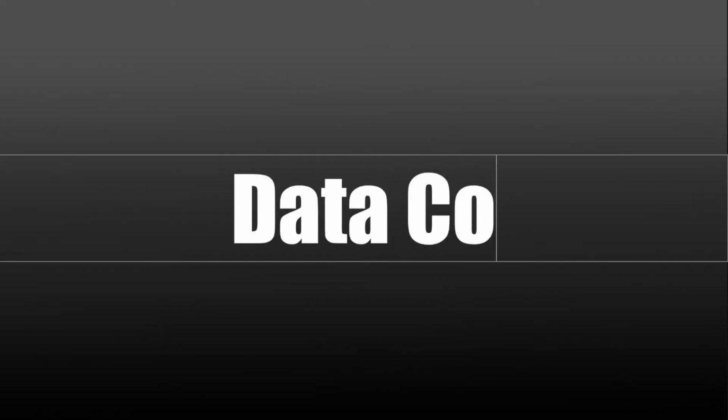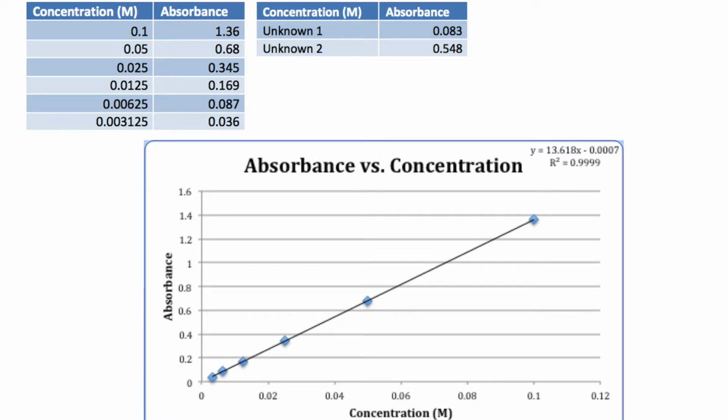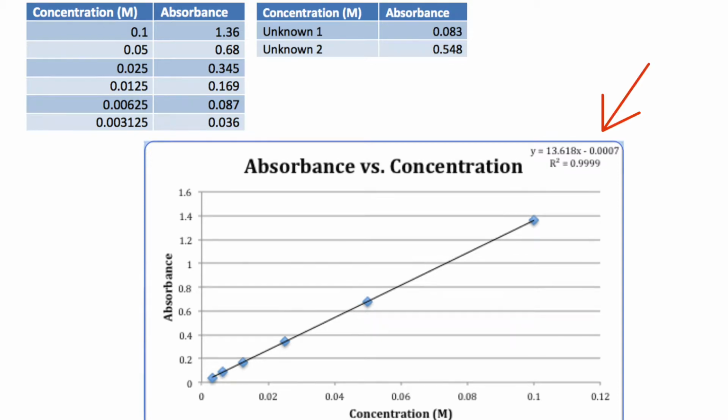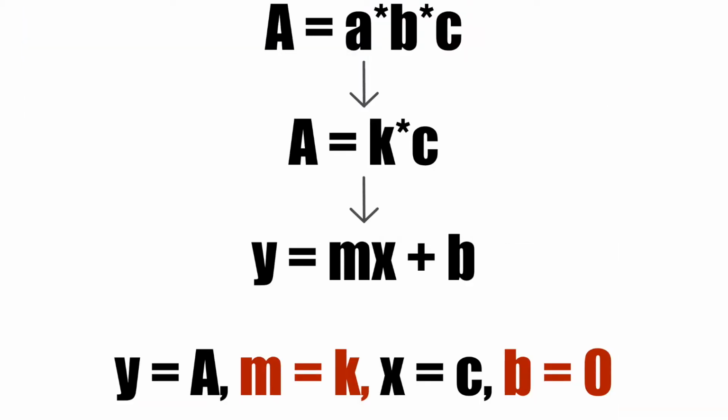Using the data recorded from this, we can now create a linear plot of absorbance versus concentration using the known concentrations. This is known as a Beer's law plot. Make sure to record the equation for the best fit line as well as the r-squared value for this graph. Looking back at Beer's law, capital A equals a times b times c, we can see that a and b did not change in this experiment, allowing us to combine those into a constant k. We now have the equation of a line y equals mx plus b, in which y is absorbance, m is k, x is concentration, and b is 0.